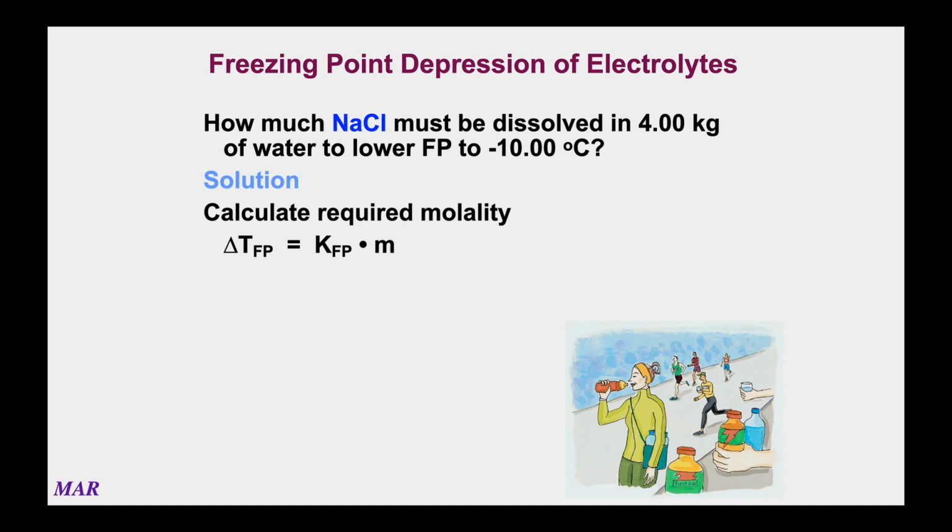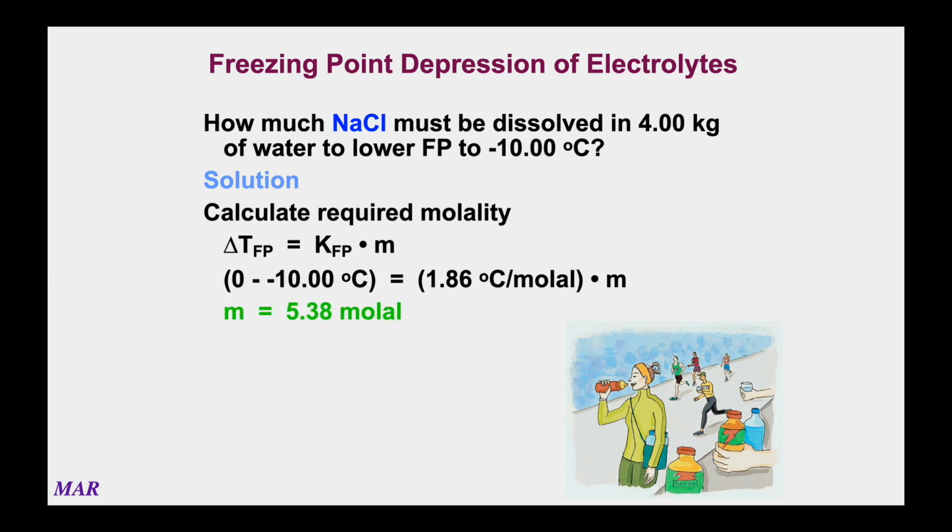Remember that little m has to be positive regardless of what you do. If you need to absolute value the delta T and the K, that's not a problem at all. So solve for molality. Molality comes out to be 5.38 molal. So if we have a 5.38 molal solution, that's going to make the freezing point negative 10. All right, and that's not a problem.